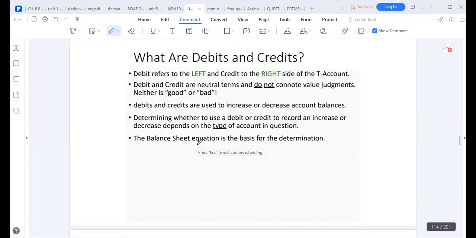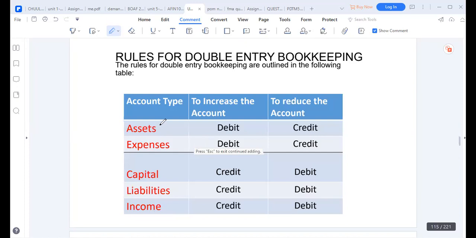So with that being said, can you just repeat that? So assets, if we want to increase them, we debit. Expenses, if we want to increase them, we debit. All right. So we're using pairs. Assets, if we want to increase them, we debit. Expenses, we debit. Purchases, we debit.